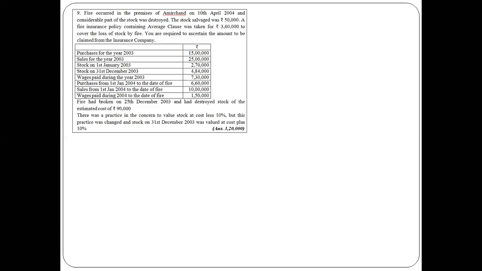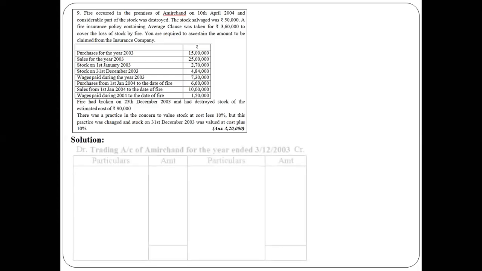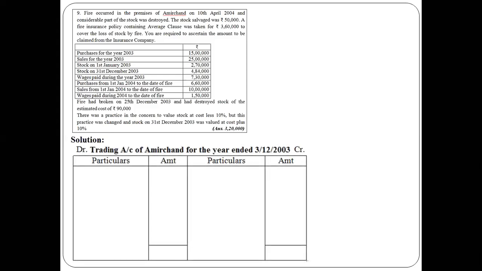So first of all, gross profit percentage is not given. Therefore, what do we need to prepare? We need to prepare the solution. First, we need to prepare the trading account. Trading account of Amir Chand for the year ended 31st December 2003. Sorry, it has been printed as 2003 there, that is 31st December 2003.